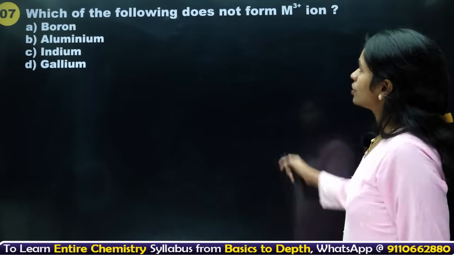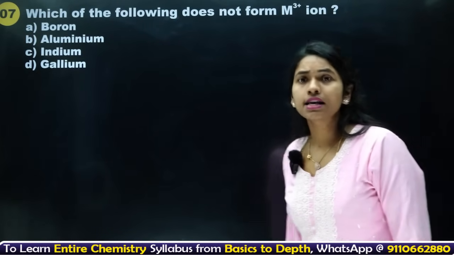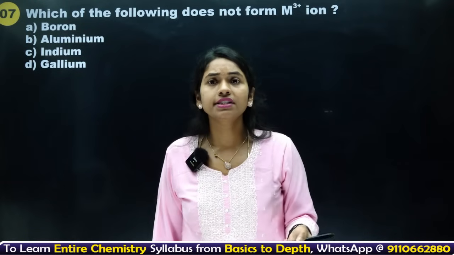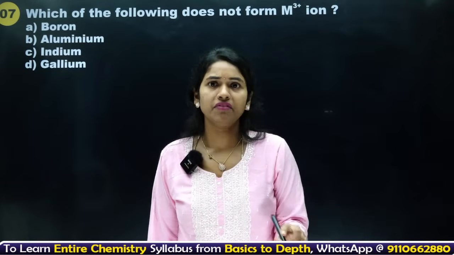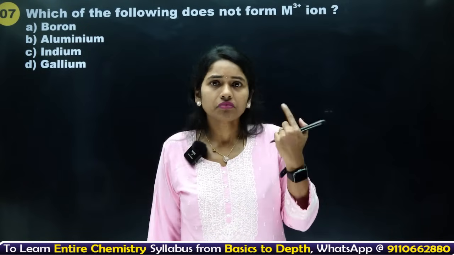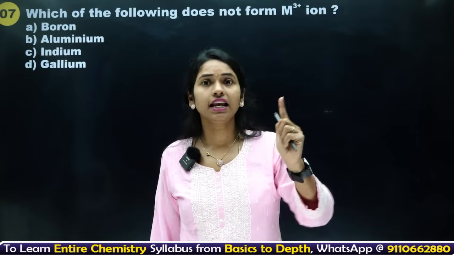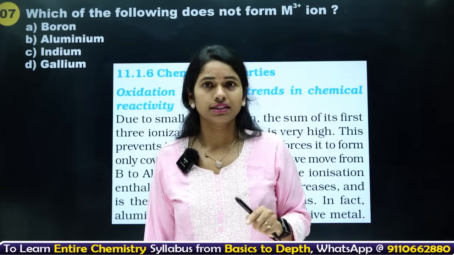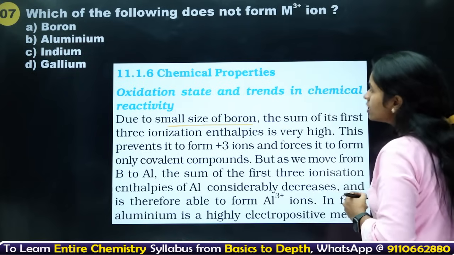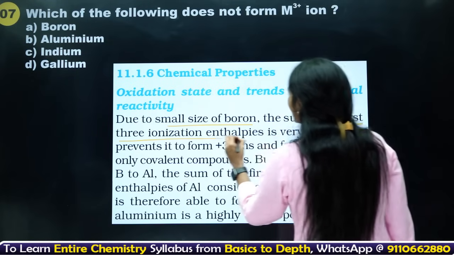Let's see the next question. Which of the following does not form M3+ ions? Actually, in the boron family, how many electrons are in the valence shell? ns2 np1, 3 electrons. We can usually remove 3 electrons easily. They should show +3, but the first element, boron, does not. Why? Because of its small size, boron has the highest first three ionization energies.